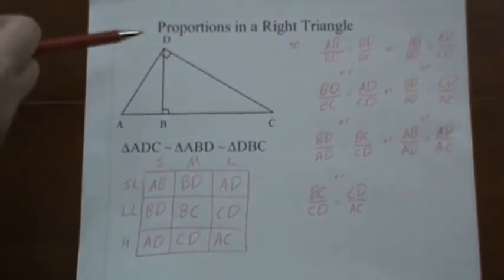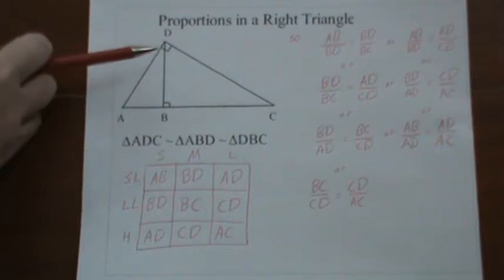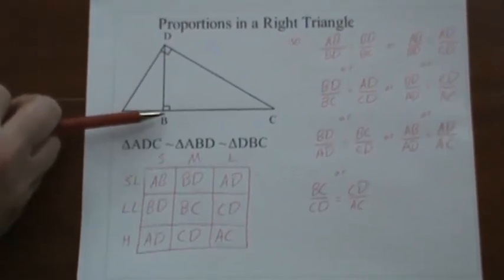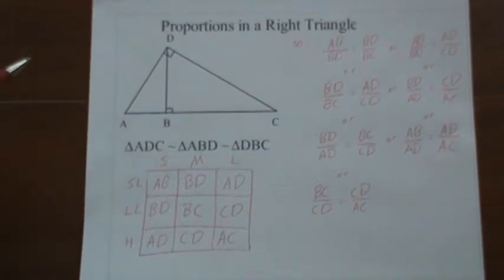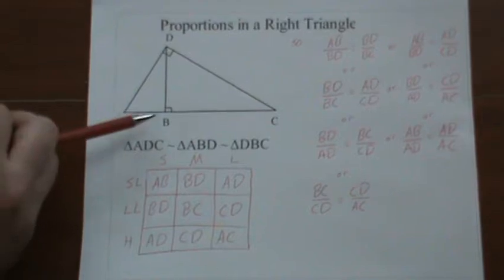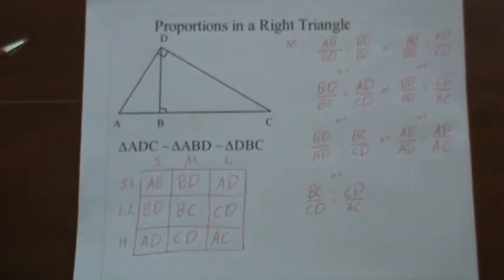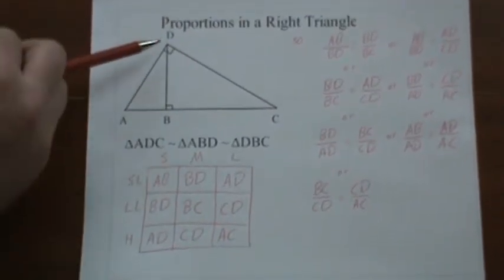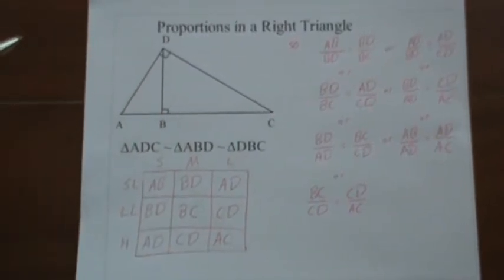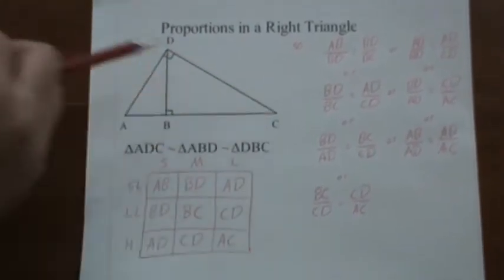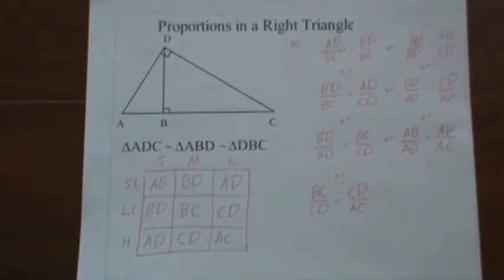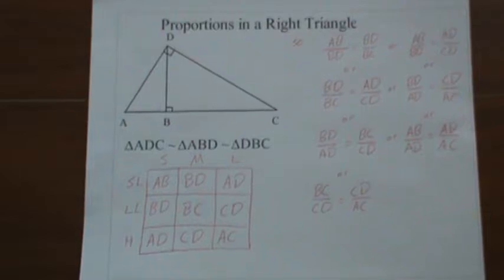When an altitude is drawn in a right triangle from the right angle to the hypotenuse, it creates a situation where you have three similar triangles. The small triangle, triangle ABD, is similar to the medium triangle, triangle DBC, which is similar to the large triangle, triangle ADC. And since these three triangles are similar, we can set up proportions to find the lengths of segments.